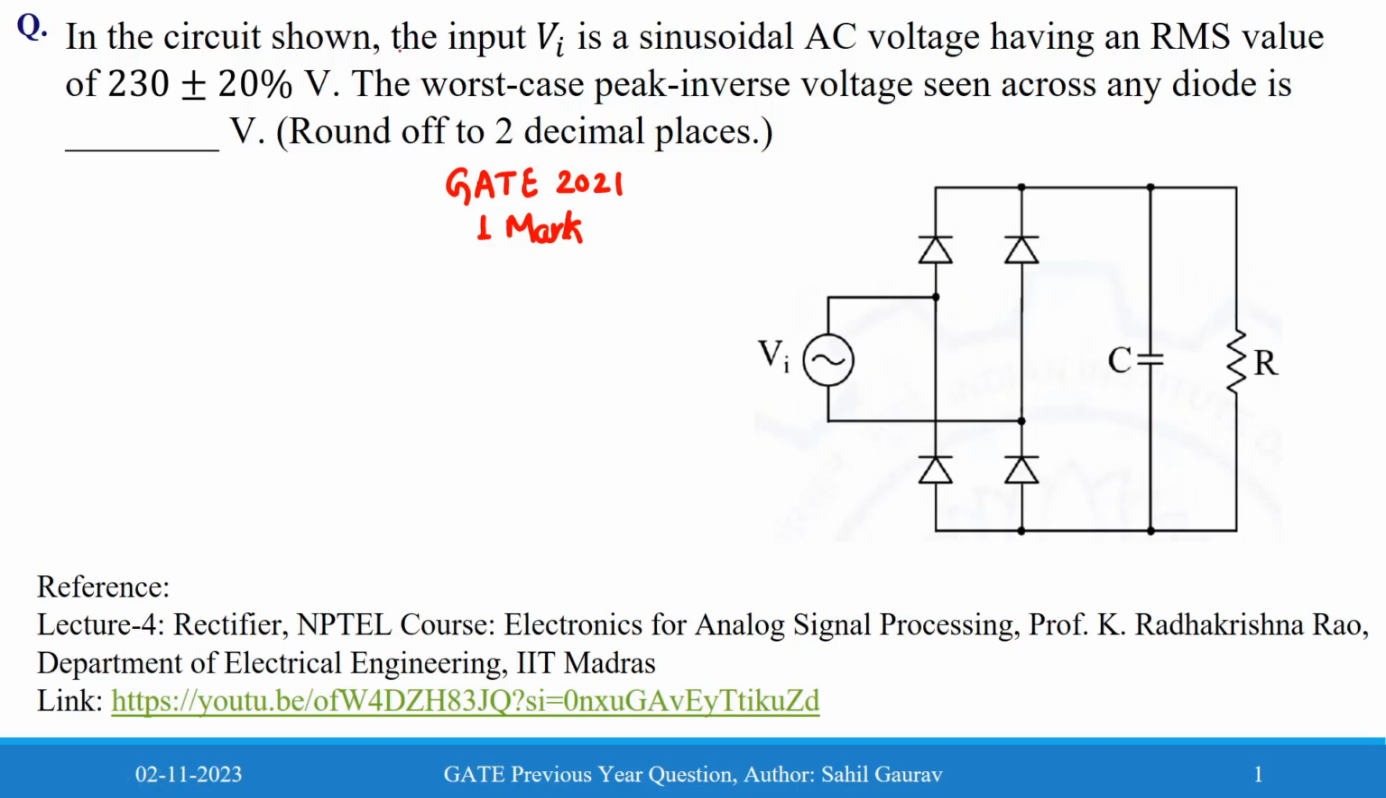This problem says that in the circuit shown below here, the input VI is the sinusoidal AC voltage having an RMS value of 230 plus minus 20% volt. So tolerance band is also given. The worst case peak inverse voltage seen across any diode is? We have to find the peak inverse voltage seen across the diode for the given circuit, and the answer should be rounded up to 2 decimal places.